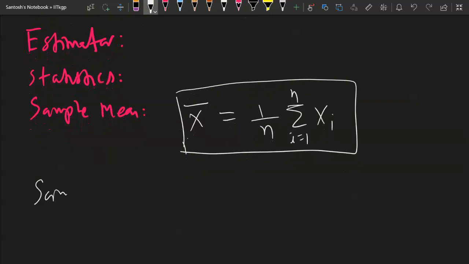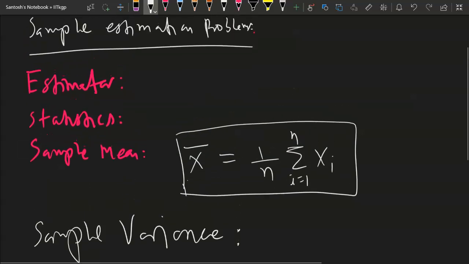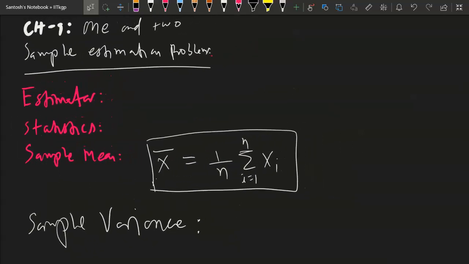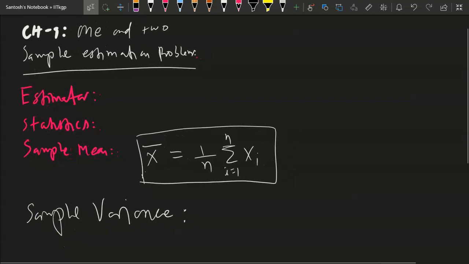Now try sample variance. Those who don't try cannot succeed, you know. After trying, you have two choices: either you will succeed or fail. But trying is better than not trying. So what is sample variance? These are things you have already done in the last chapter. I'm just recalling them so that I can use these words in this chapter. If you don't know, you will not understand, so first you should know this.